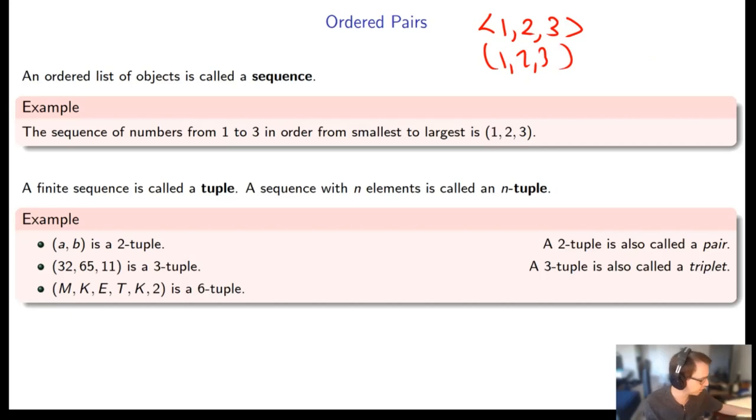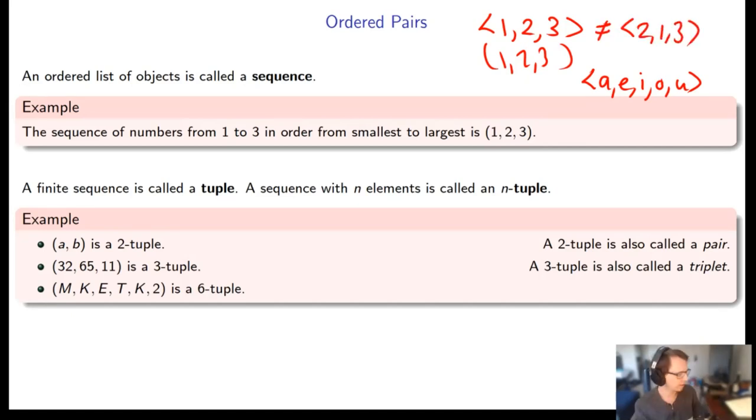If you think of the vowels in order in English, you could think of A, E, I, O, and U. That would be the sequence. In a sequence, order matters. So 1, 2, and 3 is not the same thing as 2, 1, and 3. In sets, it doesn't matter what the order is, but in a sequence, order matters.